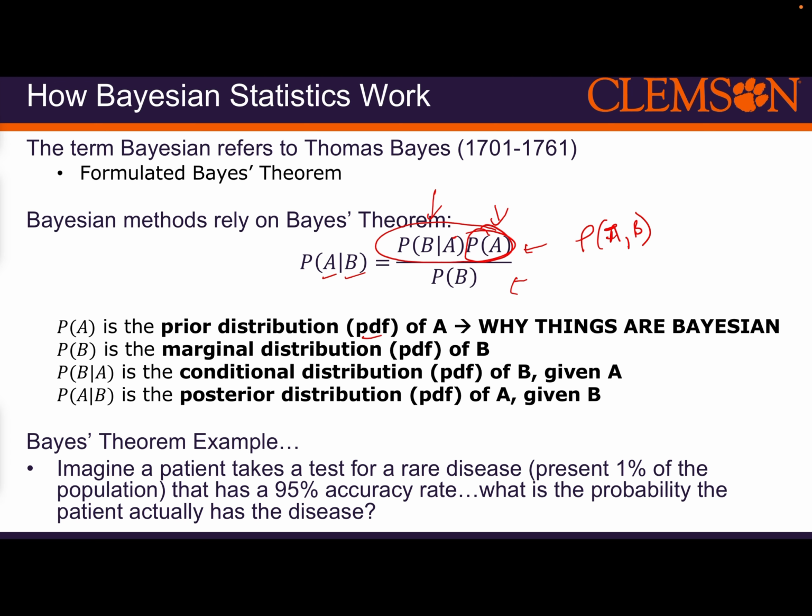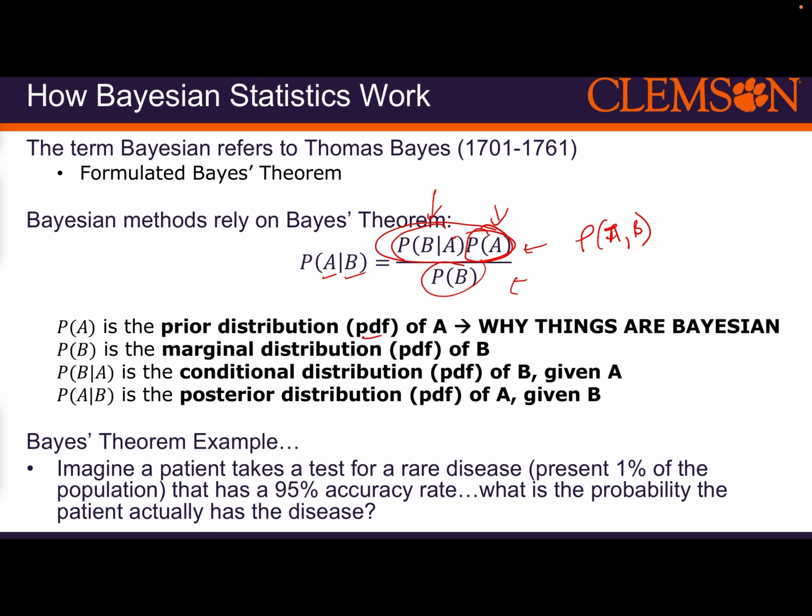But this is why things are Bayesian itself, right? This is something that gets set by the analyst. We can decide what the prior probability happens to be. Now, P of B is the marginal distribution of the outcome, so sort of how the outcome occurs by itself. P of B given A is the conditional distribution of B given A.